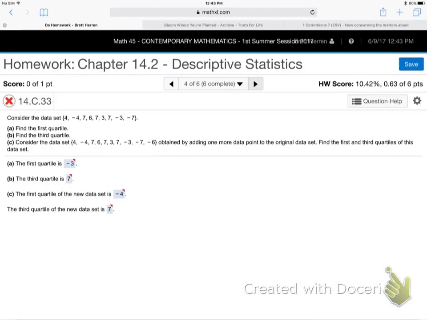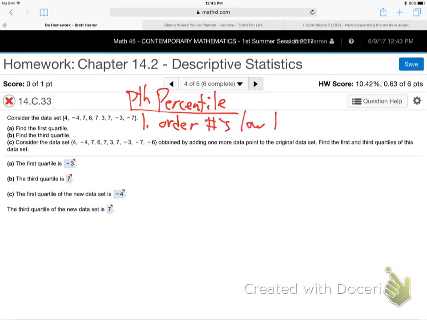All right, so let me give you some percentile information. Oh, and those are quartiles. Okay, so let's do, we should do that? Yeah, no, this will be easier. So percentile. To find the pth percentile, what do we do? Number one, order the numbers low to high. So put them in order, low to high.